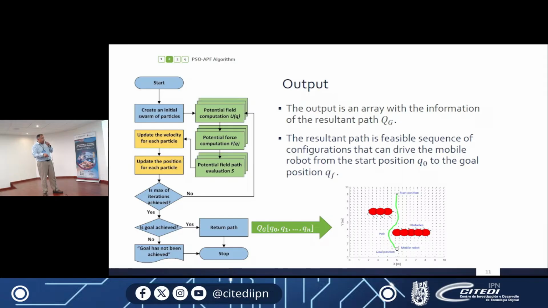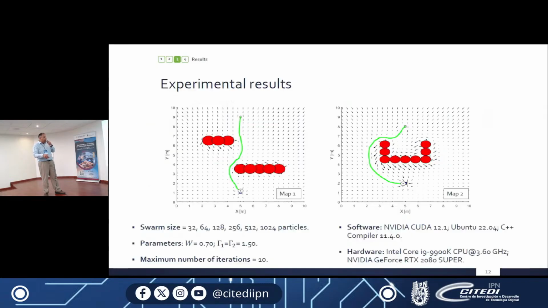Every element of this array represents a configuration in X, Y, and angle orientation of the position of the mobile robot that will drive the mobile robot to the goal. If not, we display an error message.